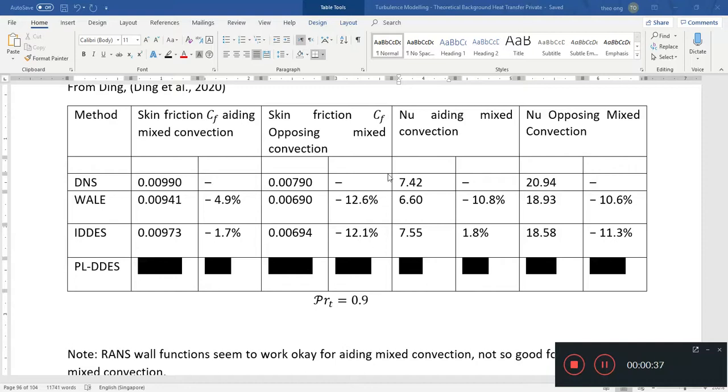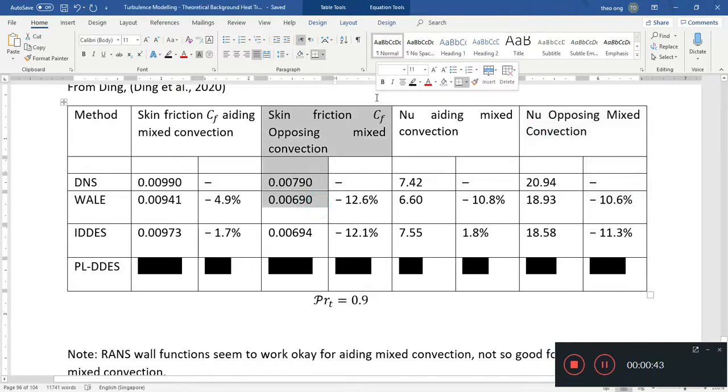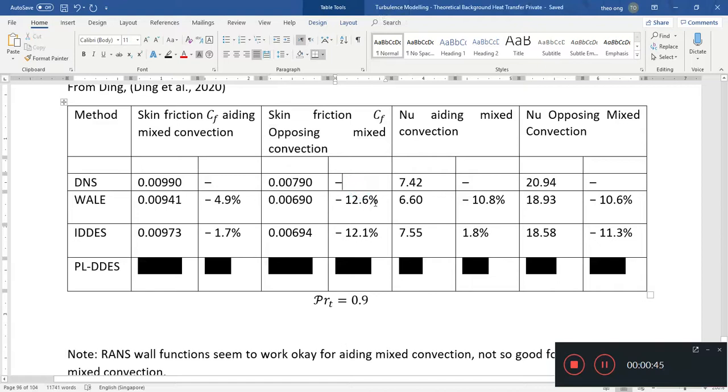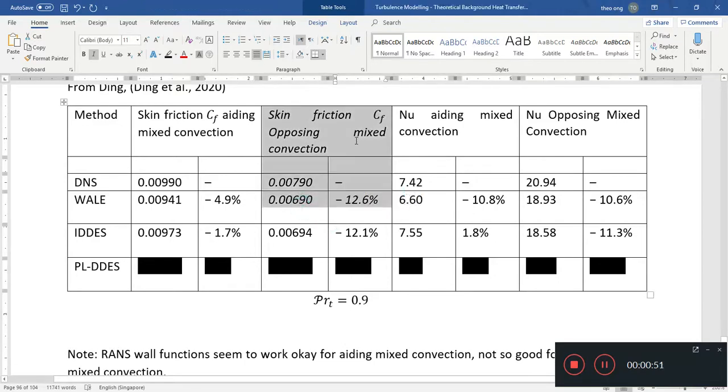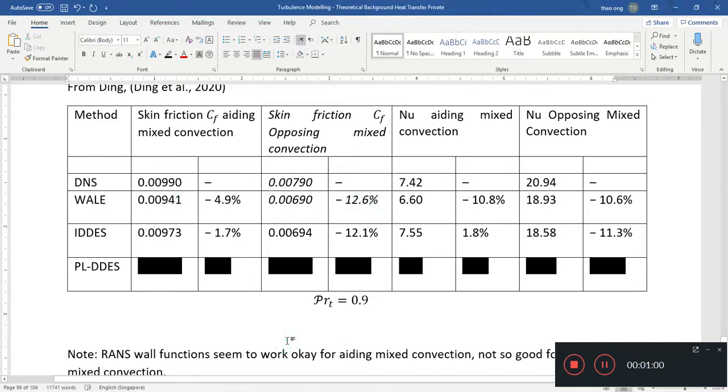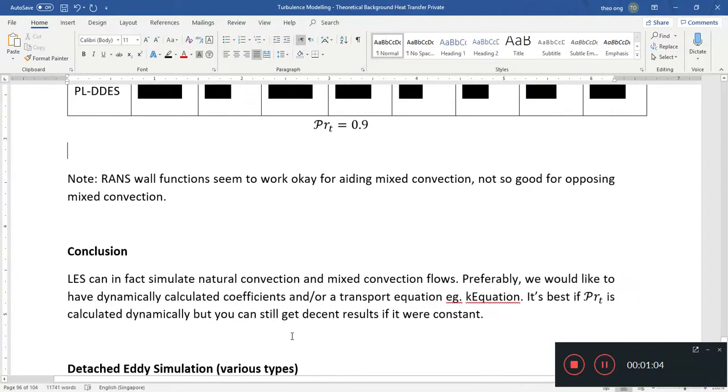Because opposing mixed convection is in general a little bit more challenging to simulate either way. You can see the big difference in skin friction coefficient for the same mesh size, because there is more turbulence in the opposing mixed convection side, so you have to make the mesh a little bit finer as compared to the aiding mixed convection side. So that's something we have to take note of in general.